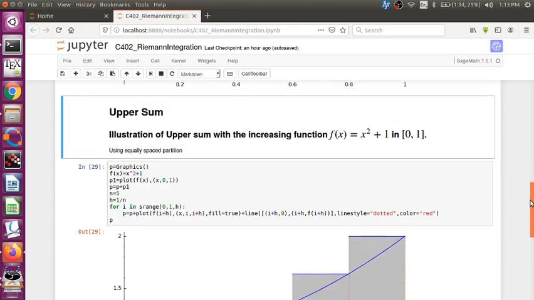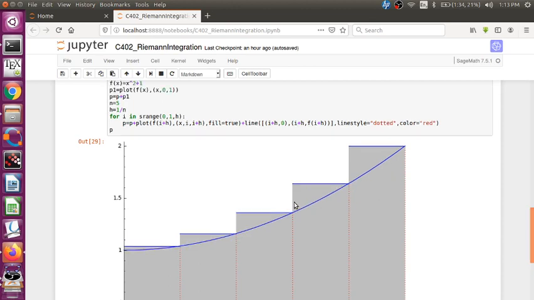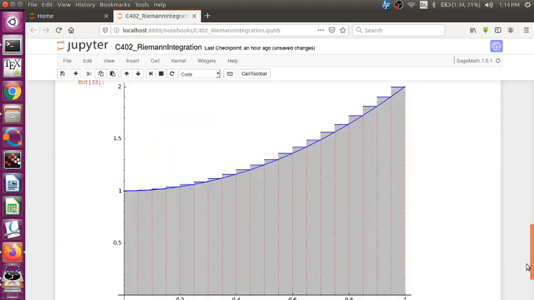So similarly, you illustrate the upper sum using the increasing function f(x) equal to x square plus 1, the same function. So if you see, I have plotted it for n equal to 5. This is the upper sum. The height of the rectangle is above the curve. So if we take 5, it's like that. If you take say 20, in that case the heights of the rectangles become lesser. So we get a better approximation. See, we get a better approximation in this particular case.